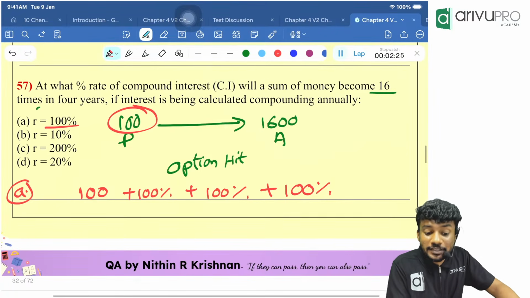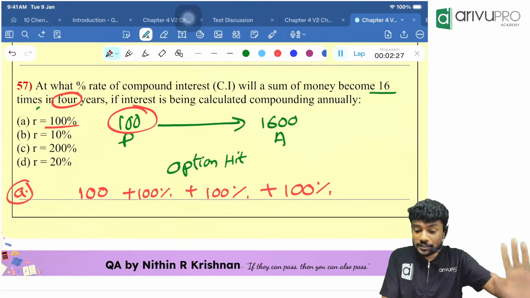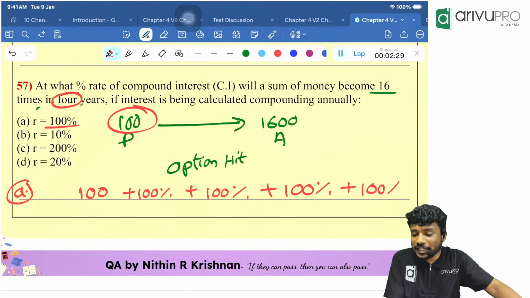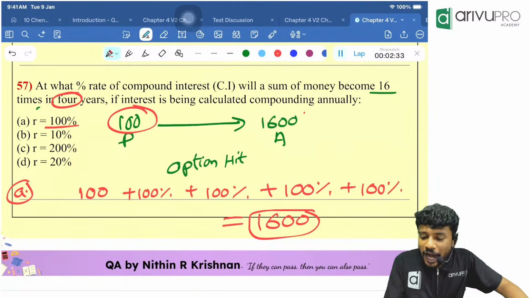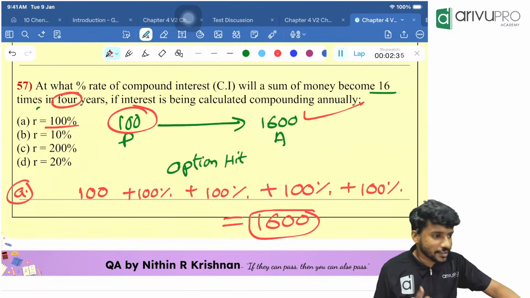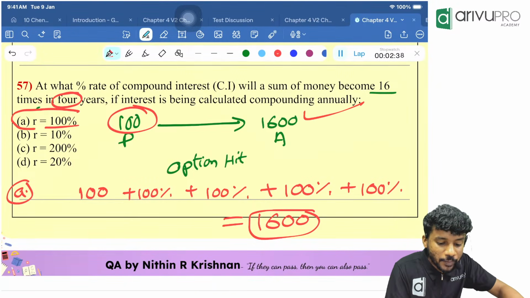Then how many years is told in the question? 4 years. That means one more year, 100% you will add. How much are you getting? 1600. Are you getting the amount? Yes. Okay, which is the answer then, people?